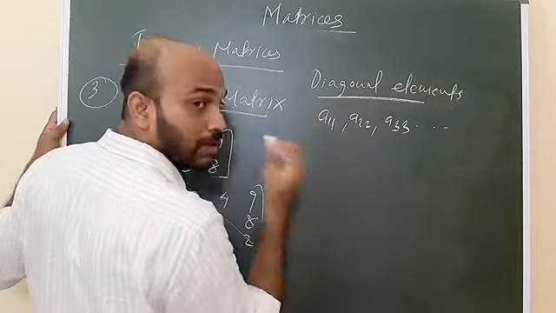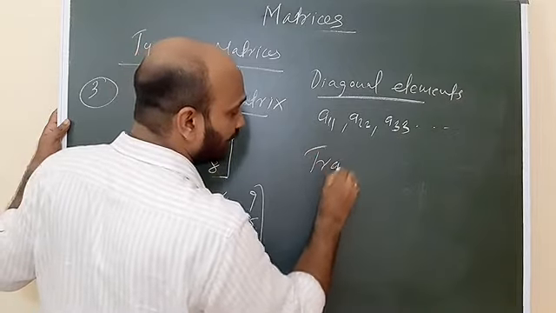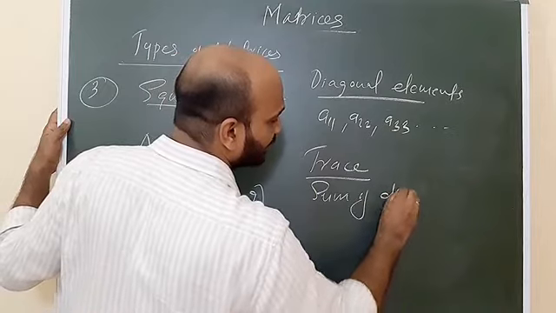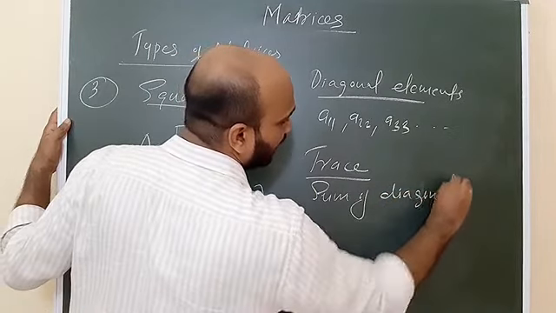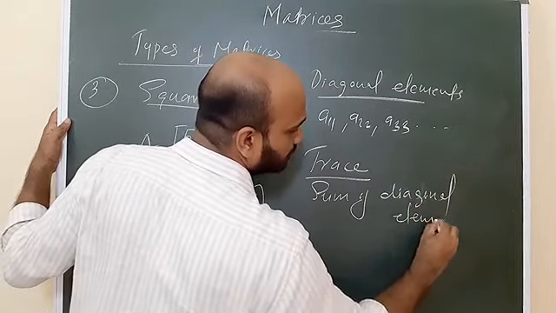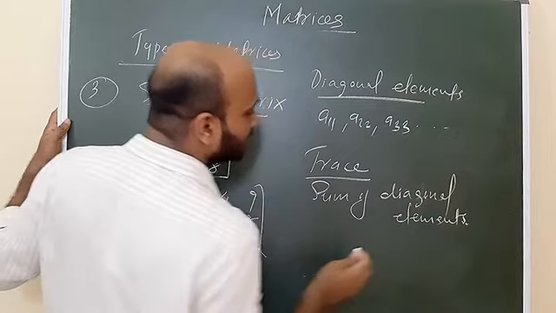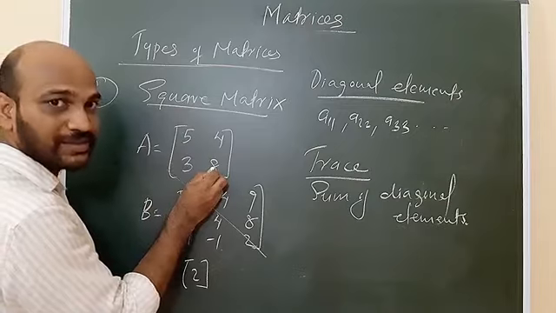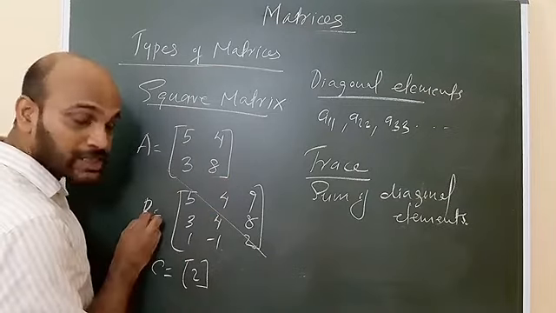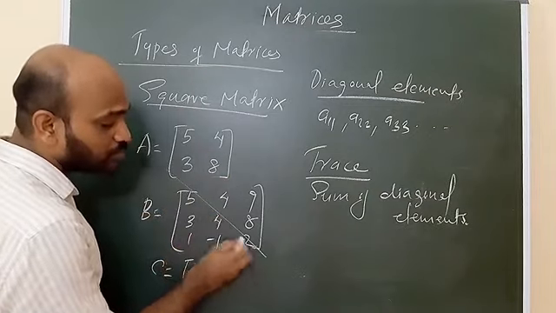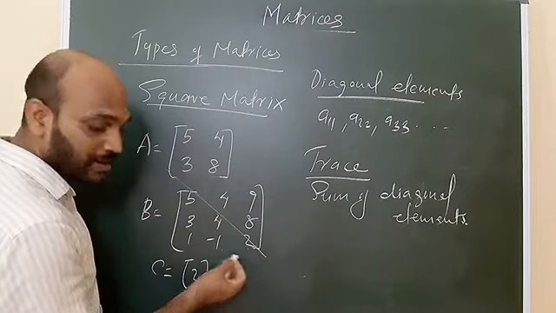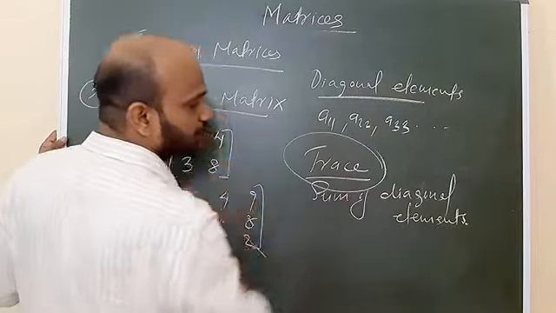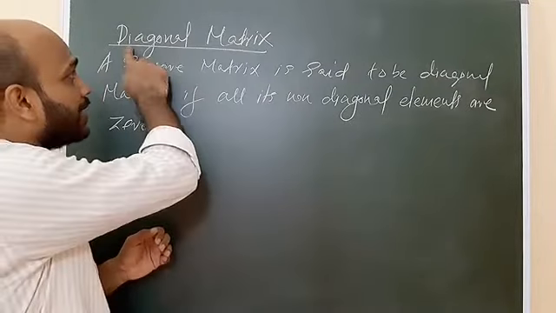Now, trace. Trace means sum of diagonal elements. So what is trace of matrix A? That is 5 plus 8, 13. Trace of matrix B, 5 plus 4 plus 2, 9 plus 2, 11. And this one is 2 itself. Very important topic, trace. Now next type, that is diagonal matrix.